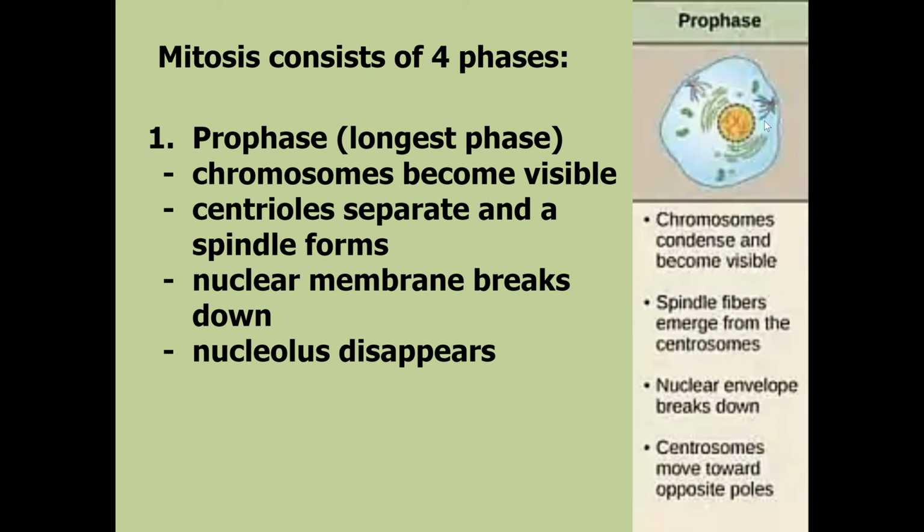That we have, you can kind of see it over here. We have the centrioles over here. You'll be able to see it in pictures later on. The nuclear membrane starts to break down. So we have our nucleus here. The nuclear membrane starts to break down, and the nucleolus disappears. Now, as you can see, there is no nucleolus in here. The nucleolus is kind of like the little circle inside the nucleus, and that disappears during prophase.